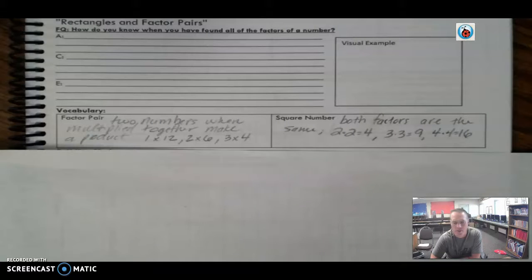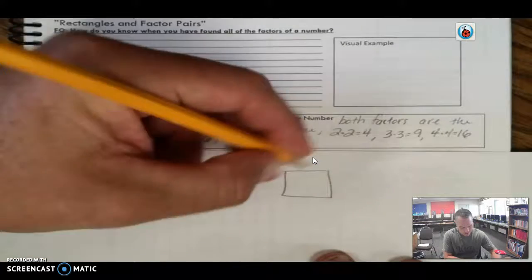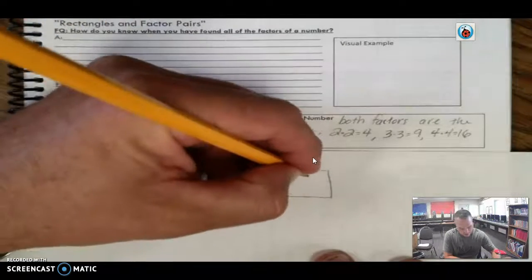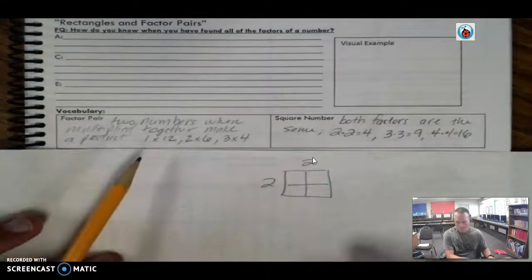A square number is when both factors are the same. Examples of a square number would be 2 times 2, 3 times 3, 4 times 4, 5 times 5, 100 times 100, 150 times 150. As long as they're the same, they form a square. It's called a square because it is 2 this way and 2 that way, and it makes a total of 4, so it's a square.